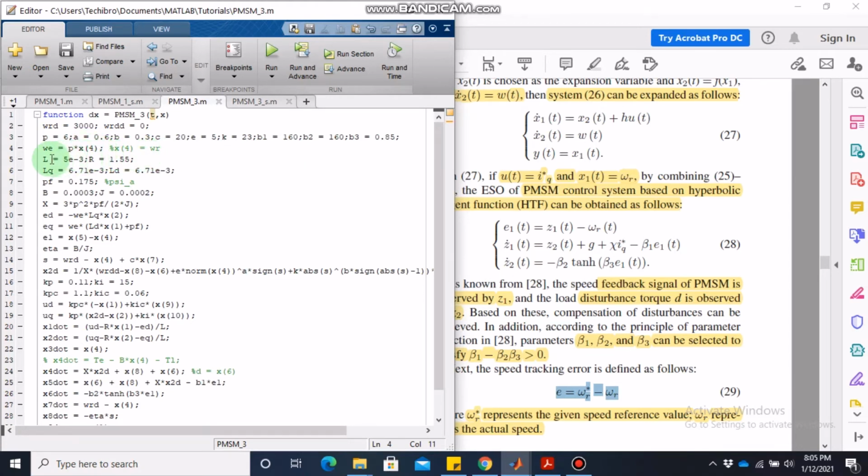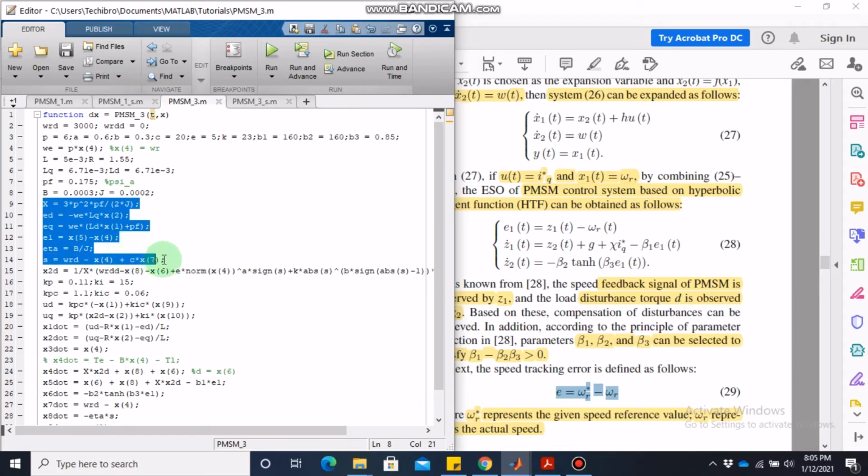The value of this inductance is not given, but I have assumed it to be 5 millihenry. These values are given in the paper. The value of the resistance is from the paper. This value is again assumed. These two values are given in the paper, and then so on. So this is ED, EQ, E1, eta.